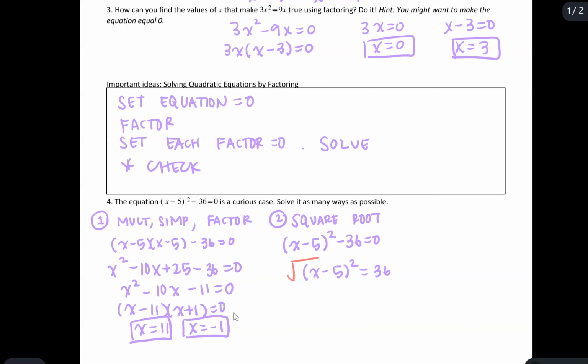Remember, then you take the square root of both sides. So you'll have x - 5, and when you take the square root, remember, you have two possible solutions, so it's a positive and a negative 6. So we'll have x - 5 = 6, and x - 5 = -6. So x is going to be 11, and x is going to be -1.